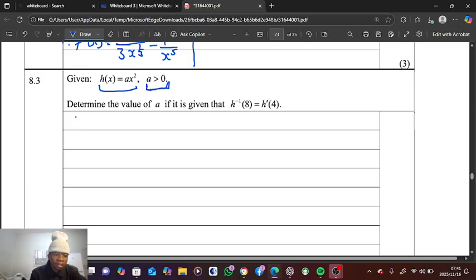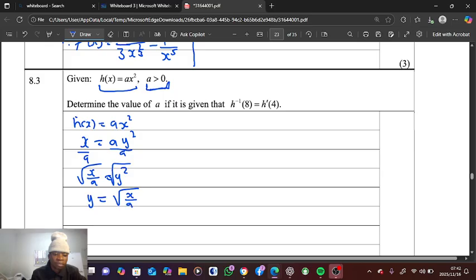So firstly we have to find the inverse. We're going to have h of x is equal to a x squared. So when you find the inverse, we interchange x and y to be x is equal to a y squared. So we have to make y the subject of the formula by dividing by a. Therefore, we have x over a is equal to y squared. If we want to remove the square here, we will introduce a root. So y is equal to the root of x over a.